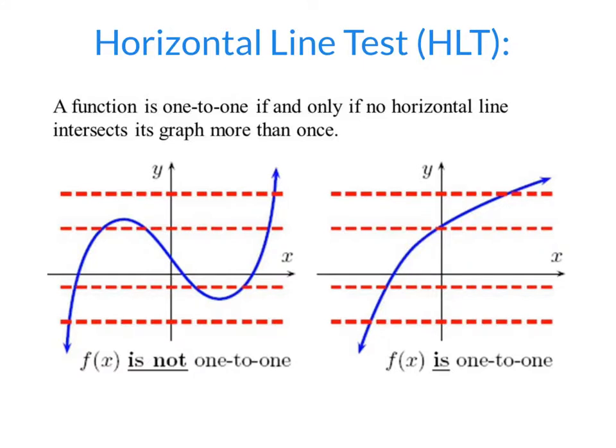For example, this function here is not one-to-one because right here and right here it intersects the same horizontal line, and then it happens a couple more times. So obviously it's not one-to-one. But this function here is one-to-one. I can draw an infinite amount of horizontal lines, and it will only intersect my function once.